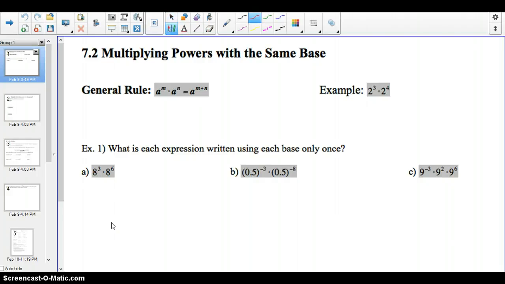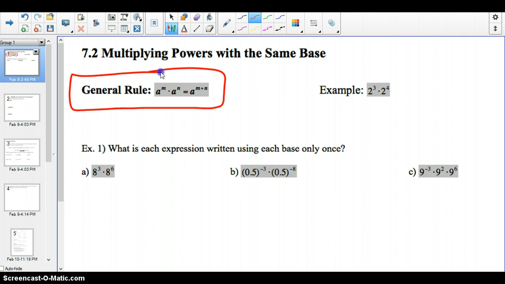Okay, we're going to look at another property of exponents. We were looking yesterday at when you have a 0 as an exponent, and when you have a negative as an exponent. Here's another rule. And the rule is called the general rule, multiplying powers with the same base. So here it is in your notes.